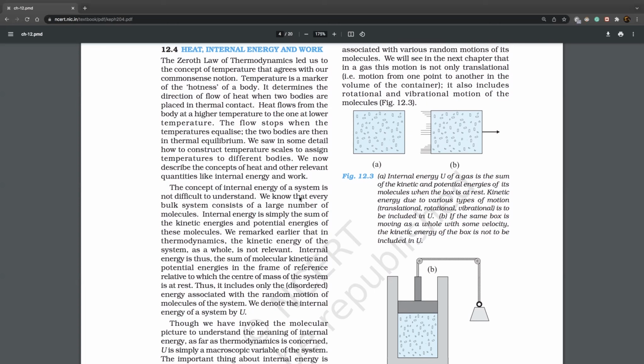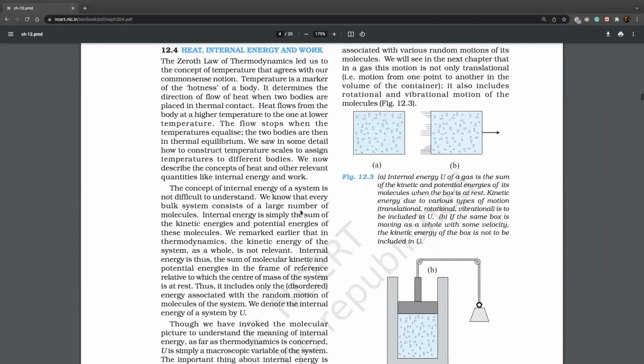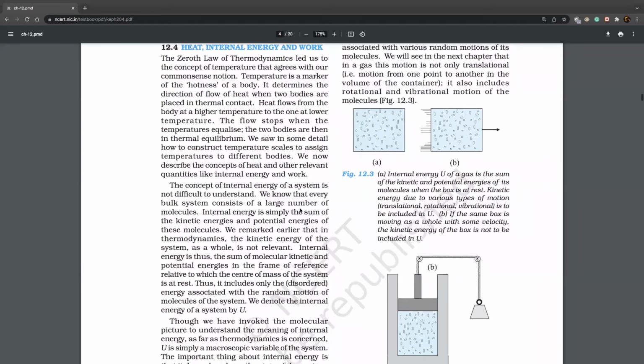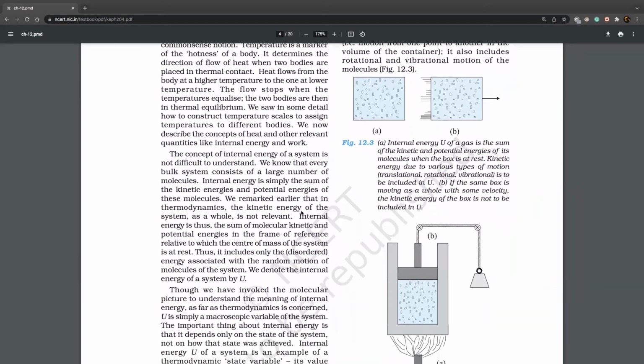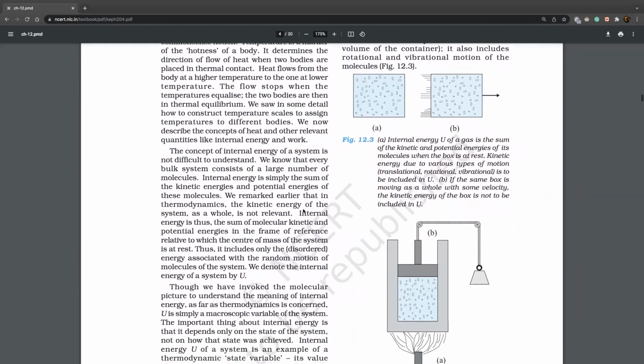But we'll get to that. So the internal energy is a sum of molecular kinetic and potential energy in the frame of reference relative to which the center of mass of the system is at rest, which means the center of mass, as we've studied in rotation, shouldn't be moving, because if the system is moving, there's going to be extra kinetic energy due to that as well. We denote the internal energy of a system by U. Though we have invoked the molecular picture to understand the meaning of internal energy, as far as thermodynamics is concerned, U is simply a macroscopic variable of the system.